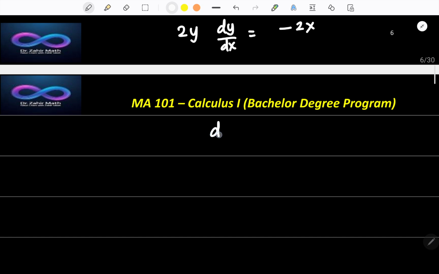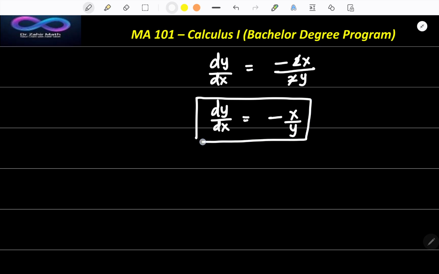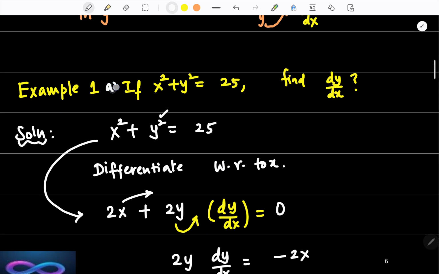Right. So now the question is find dy by dx. So dy by dx equals minus 2x divided by 2y. So 2 gets cancelled. So you are going to get dy by dx is equal to negative x divided by y. Clear all of you? Right. This is your example 1, first question A.